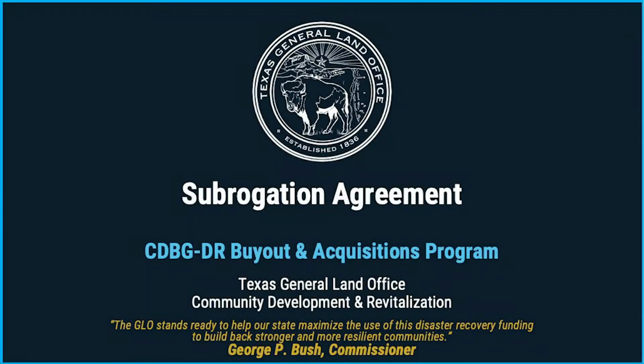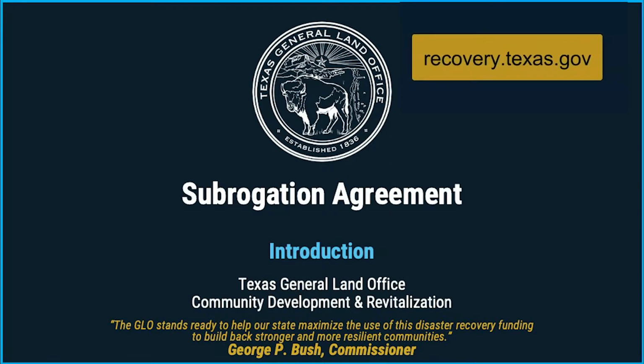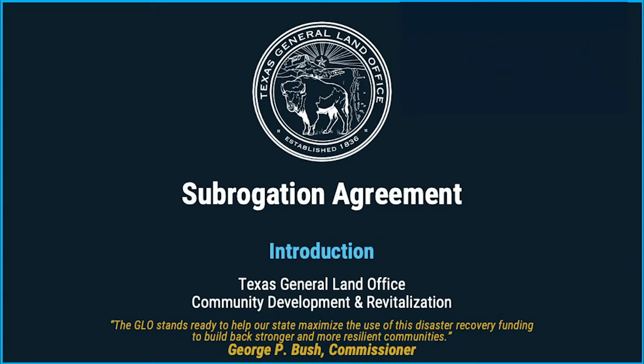Today, we will review the Subrogation Agreement, which, effective October 18, 2020, is one of the General Land Office's required documents for voluntary buyout or acquisition programs. A hyperlink to the Subrogation Agreement can be found on the Texas General Land Office website at recovery.texas.gov. To locate the document, go to the local buyout and acquisition program page, which is linked below in the description section of this video.